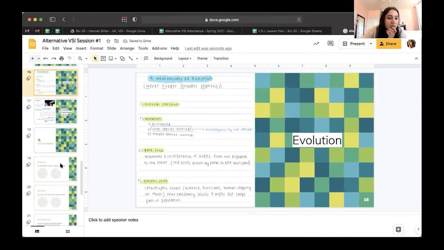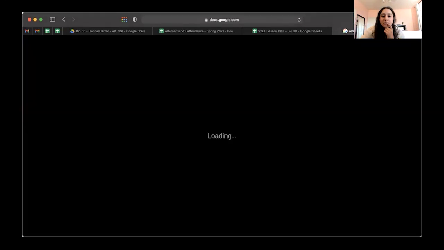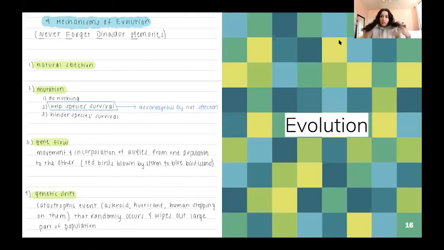We're on time, so let me just finish these slides up. Okay, so just talking a little bit more about evolution. I have a little mnemonic here for you guys to remember the different mechanisms of evolution.